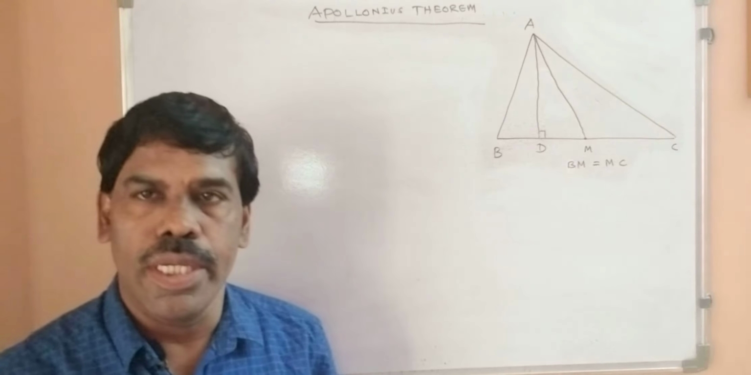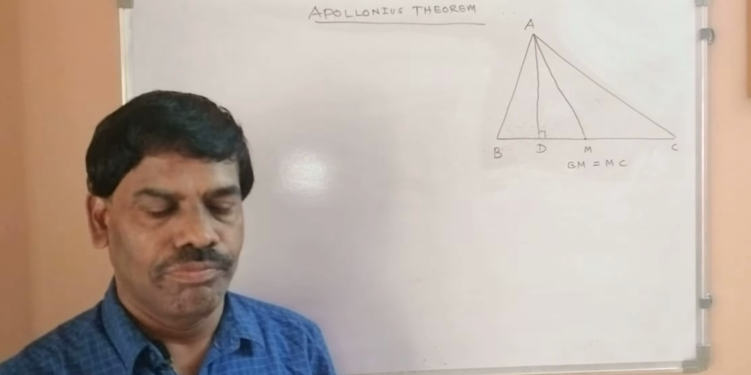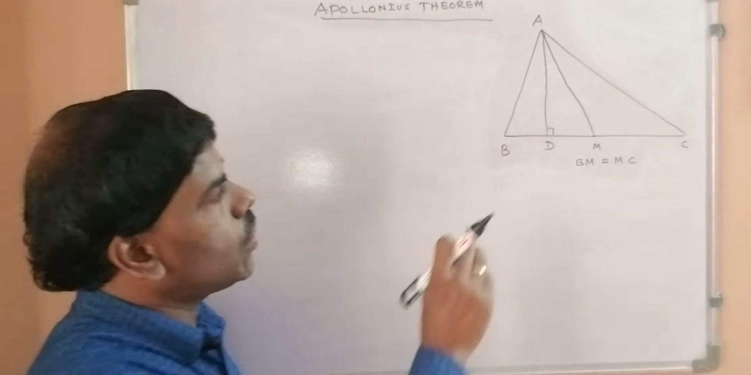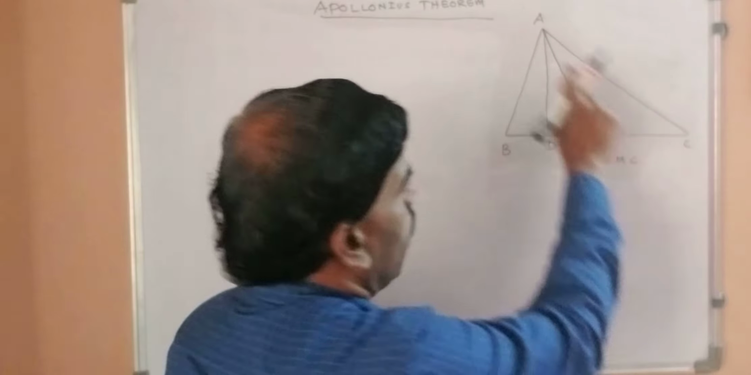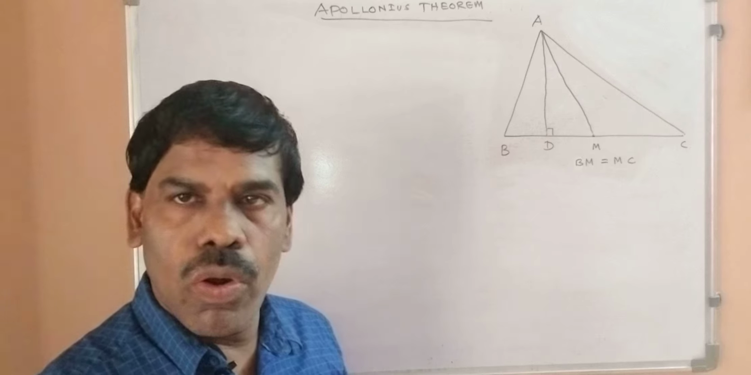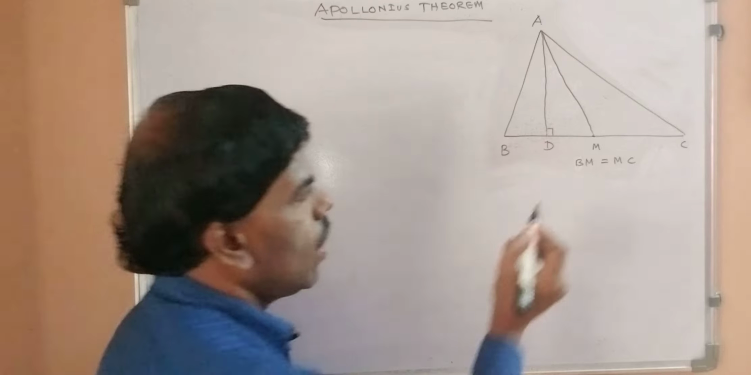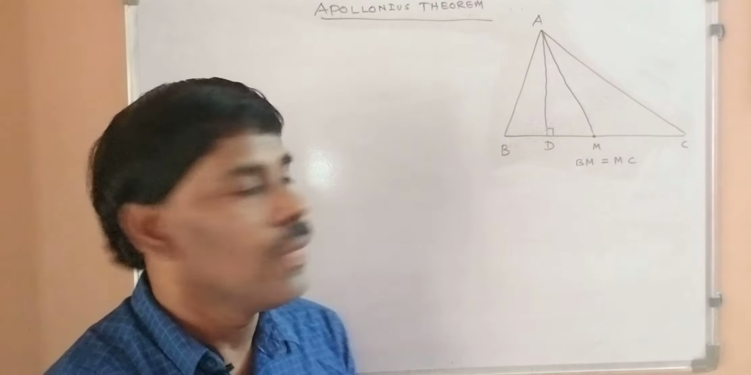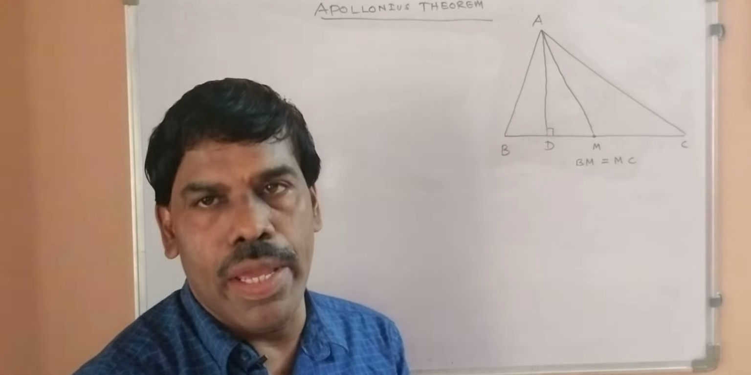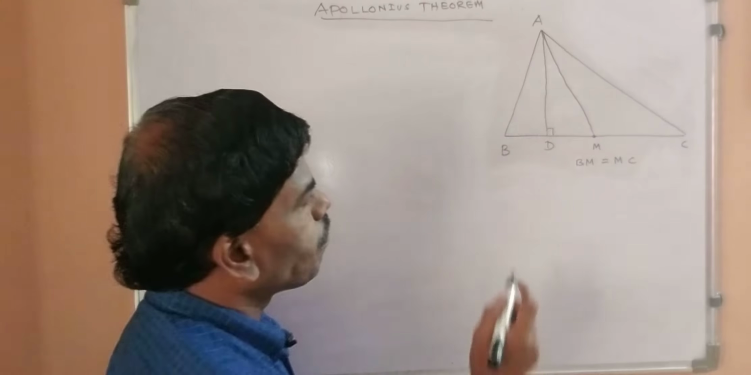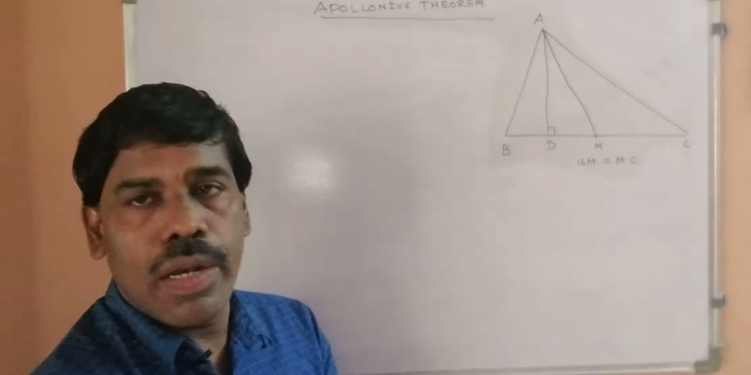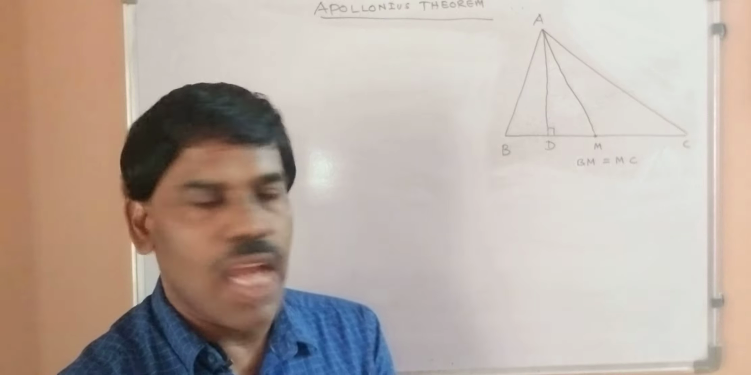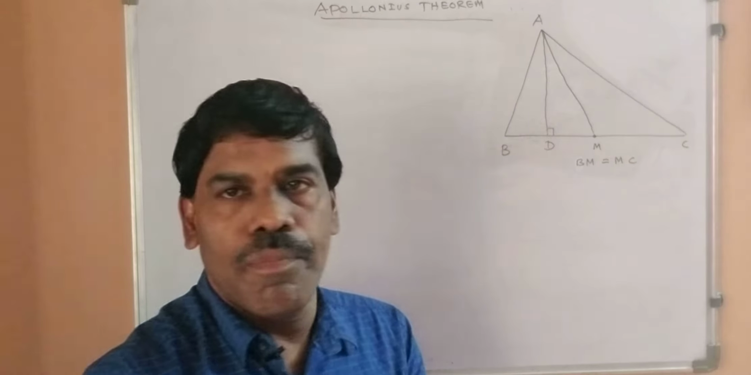Students, today we will see what is Apollonius theorem and how to prove that theorem. Now, in Apollonius theorem, we have got a triangle ABC. Now, we are taking the midpoint of BC, that is M. That means AM is the median, right? Since M is the midpoint, it will divide BC into two equal parts. That means BM is equal to MC, that you know.